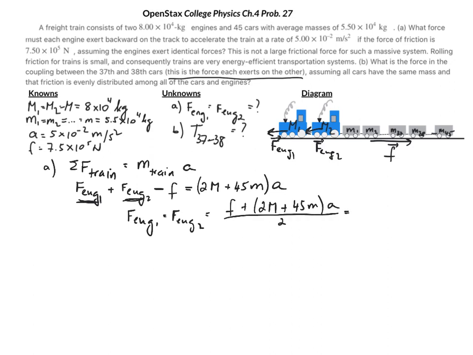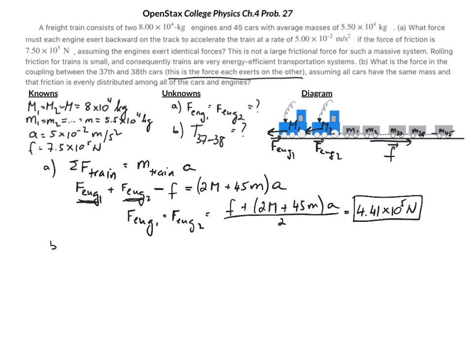And when you plug in the numbers, I'm not going to do that because I won't have enough space, you end up with 4.41 times 10 to the 5th newtons. So each locomotive exerts this force to make the train move at an acceleration of 5 times 10 to the negative 2 meters per second squared.